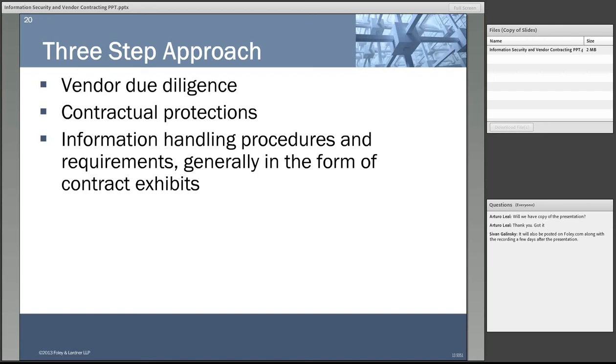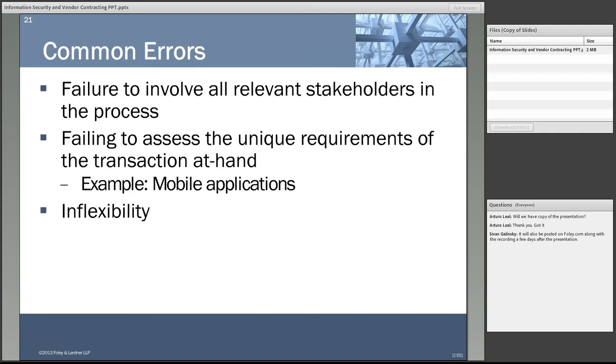And then finally, we want to talk about what are those procedures that, once you've done your due diligence and you have your provisions in place, how do you incorporate those provisions in the way that information is handled, both in the agreement as well as with exhibits to the agreement. So with that, we're going to quickly talk about some common errors, and then we'll get right into the three-step process. So the first one is really the failure to involve all relevant stakeholders.